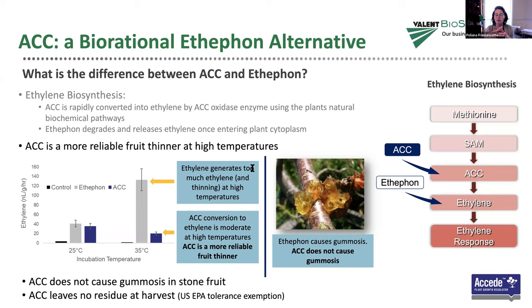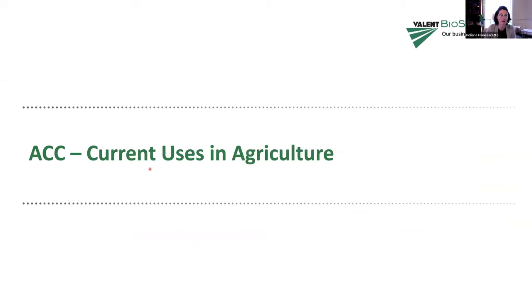So it's metabolized by the plants very quickly. Ethephon is the opposite, because the problem we have, for instance, with ethephon on grapes is that it leaves residue. So growers cannot sell grapes, for instance, to Europe because of the residue they can find. With ACC, it just degrades very quickly in the environment and within the plant as well.